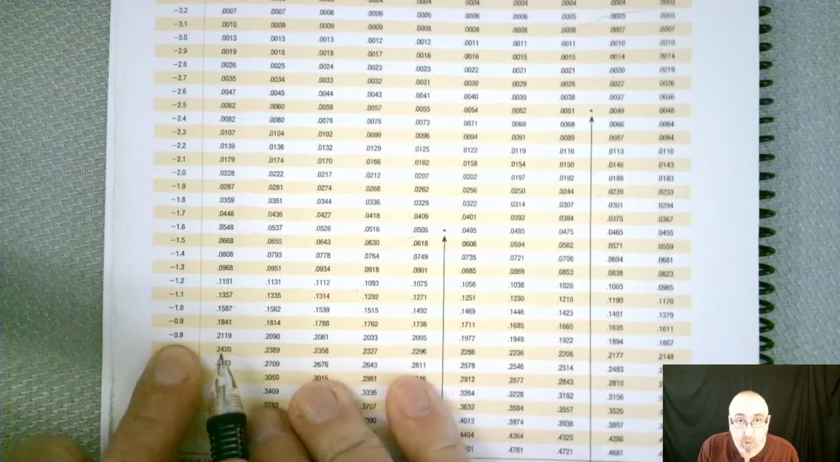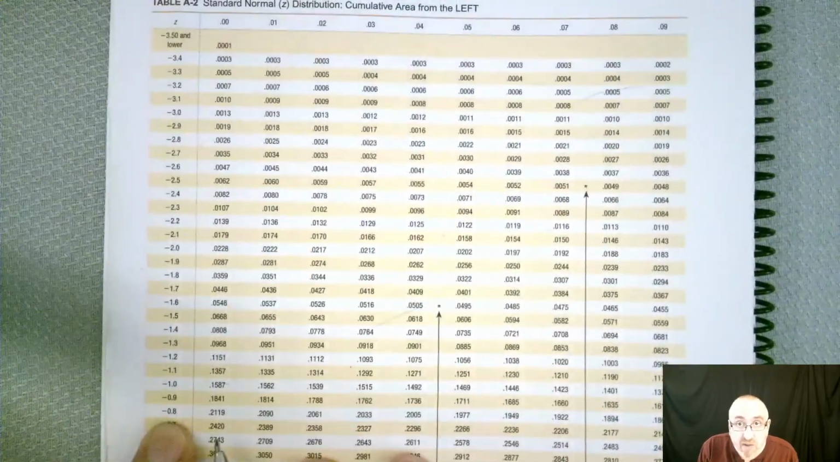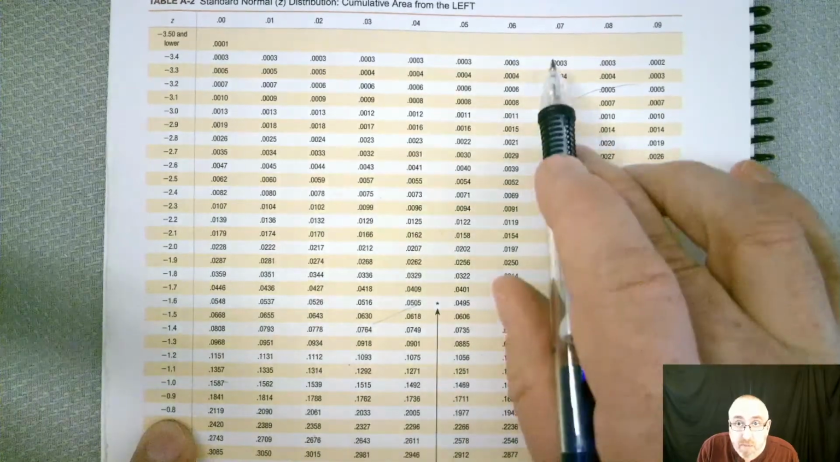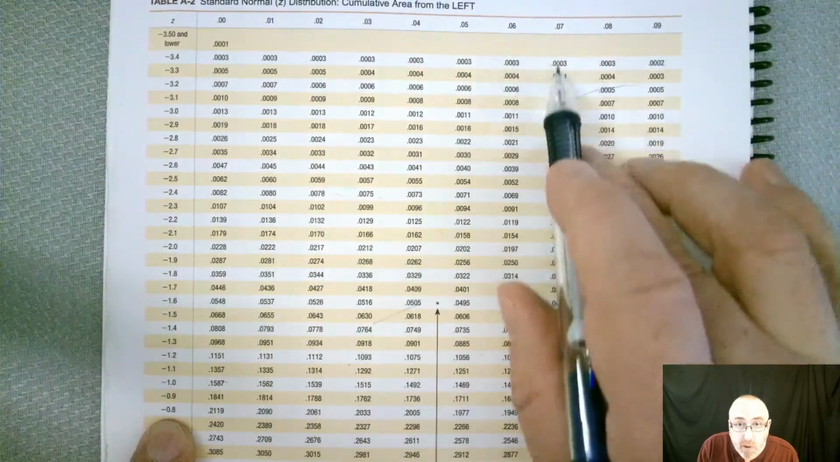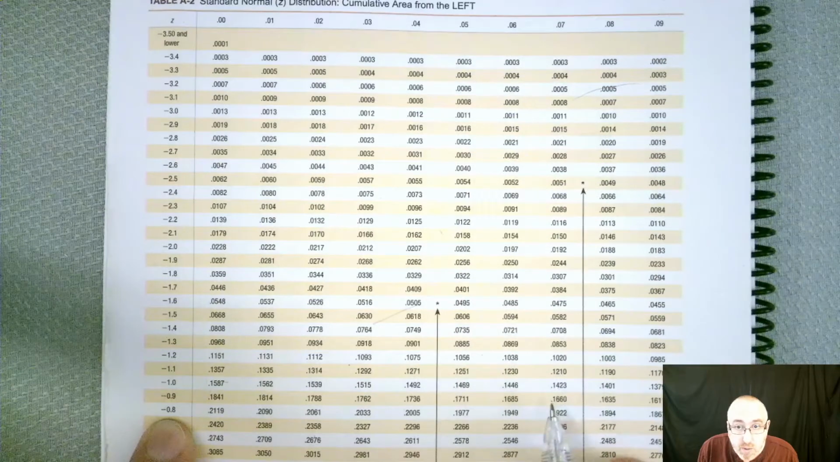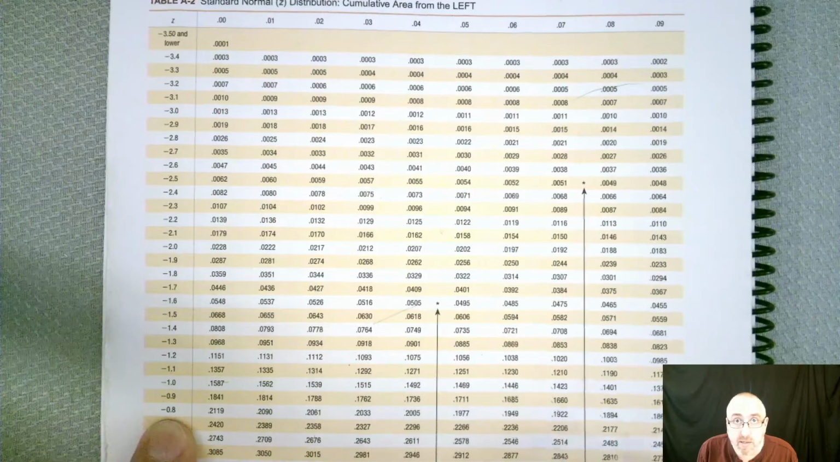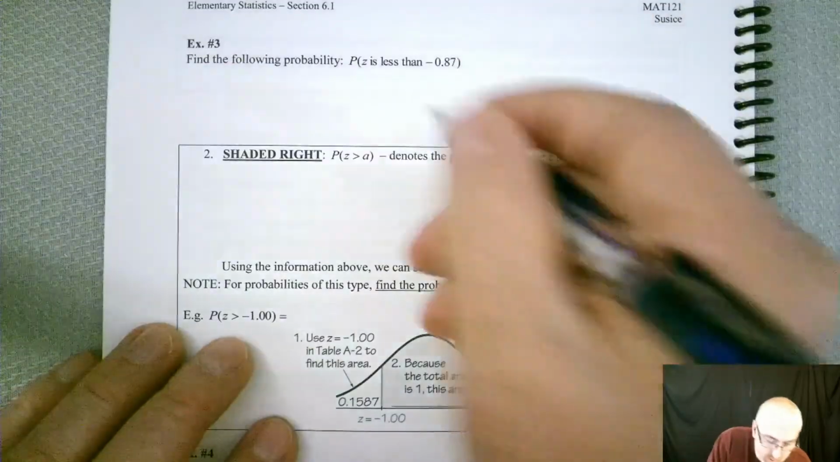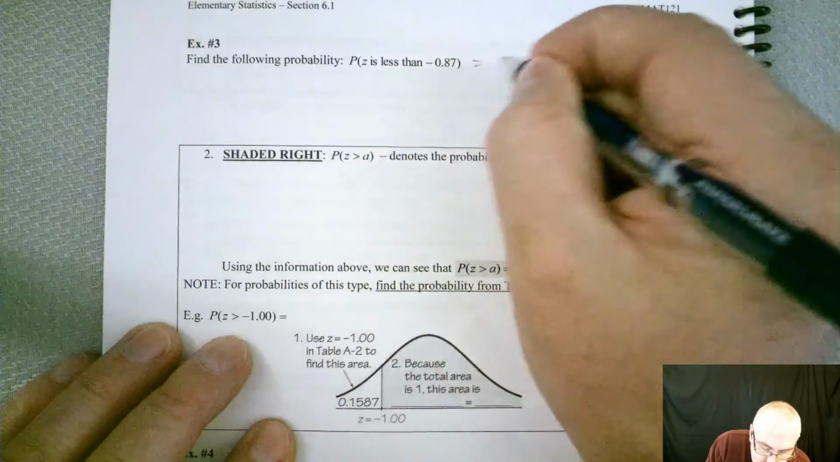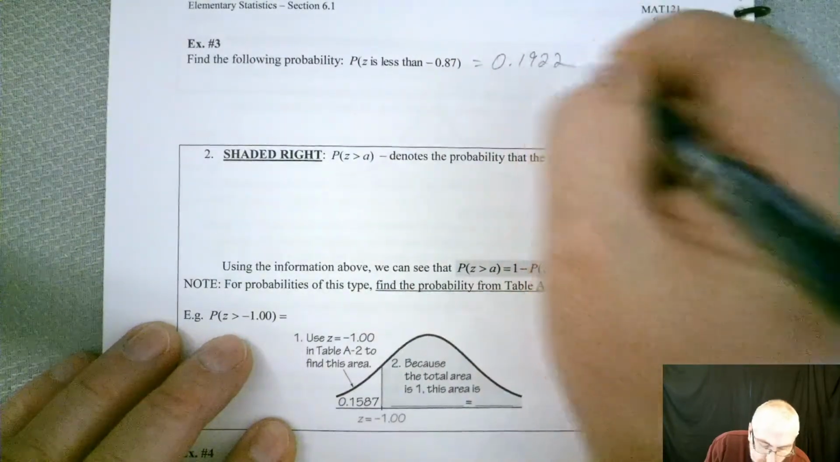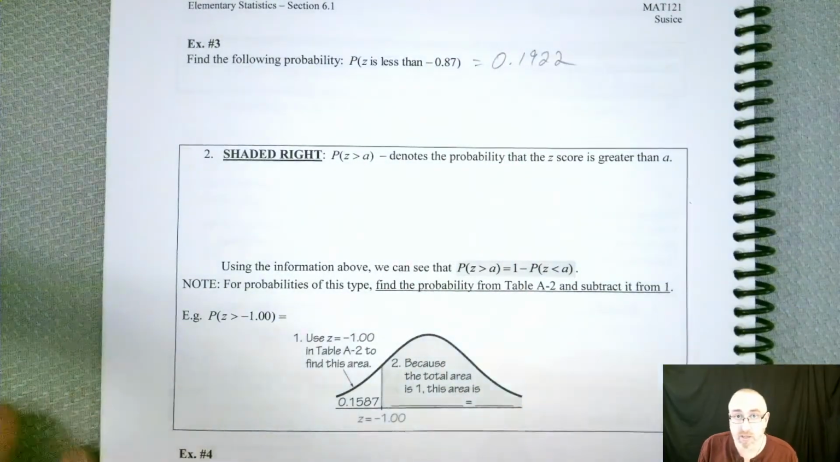And now we want to get the 7. So let me see if I can get the 7. You can see it. So there's the 7. So we want to cross-reference these two. It looks like 0.1922 should be our answer.